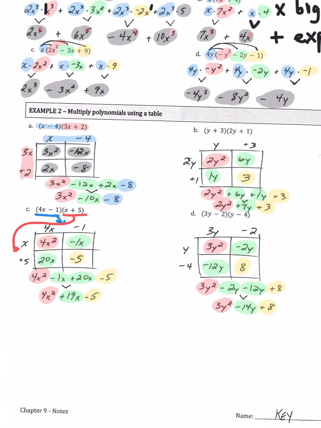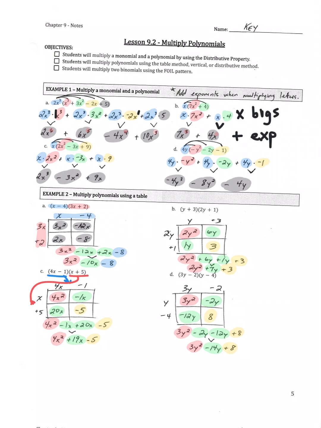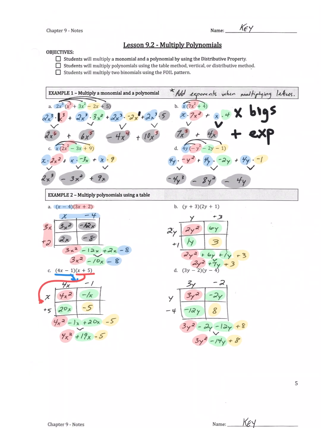So this concludes part 1 of multiplying polynomials. We did a monomial times a polynomial, and then example 2 was two binomials multiplied together. Tune in for part 2.